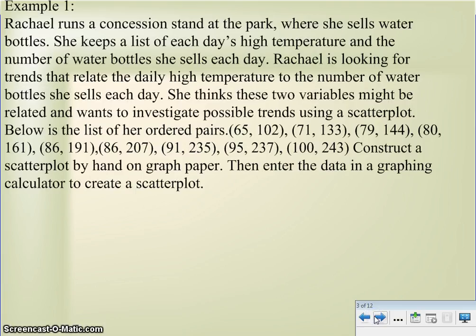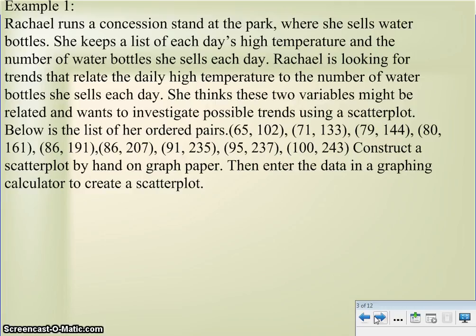Okay, example 1. Rachel runs a concession stand at the park where she sells water bottles. She keeps a list of these each day of the high temperature and number of water bottles she sells. Rachel's looking for trends that relate the daily high temperature to the number of water bottles she sells. She thinks that the two variables might be related and she wants to investigate the trends. She's going to use a scatter plot to do that, and below is a list of all of her data.